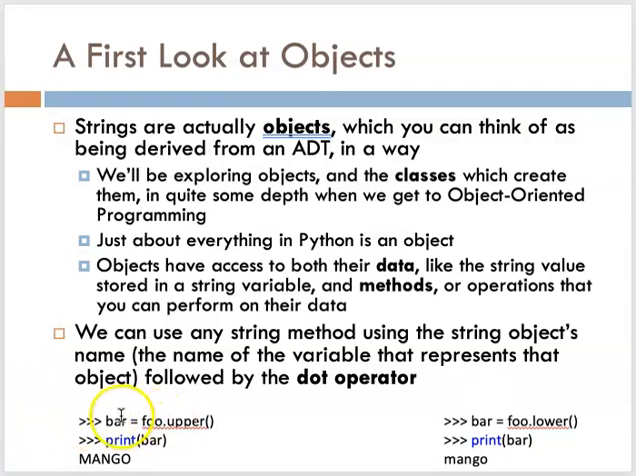So for example, we have that same string foo. We can invoke or call or utilize the upper method of the string class by using the dot operator on the object reference variable called foo. So we can invoke the upper method on foo by using the dot operator, and that will make all the characters uppercase, as you see. Similarly, we can invoke another method called lower by using the dot operator. There are a bunch of other methods that are also available to us for strings.